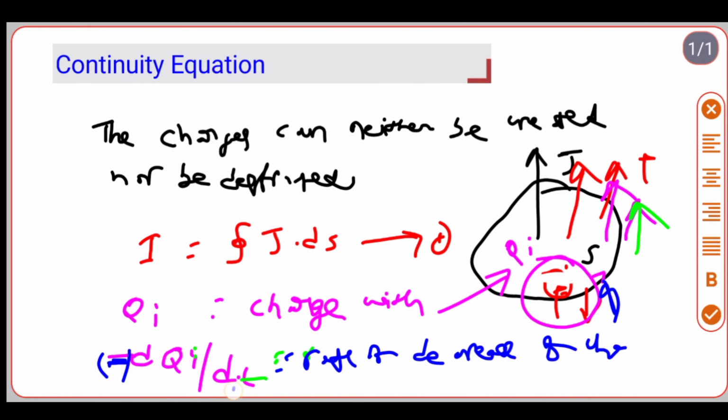Due to the principle of conservation of charge, this rate of decrease is the same as the rate of outward flow of charge.